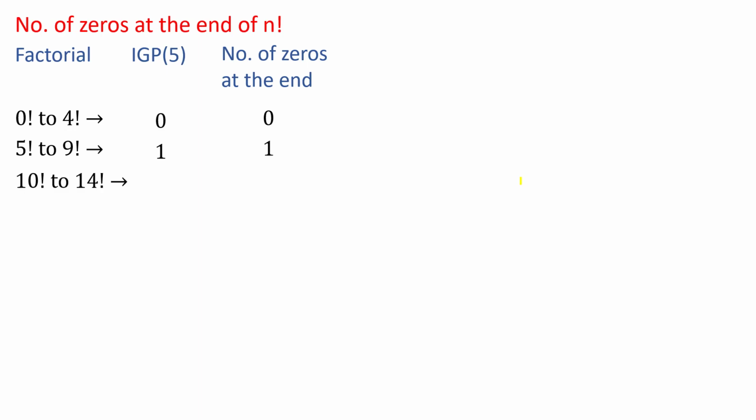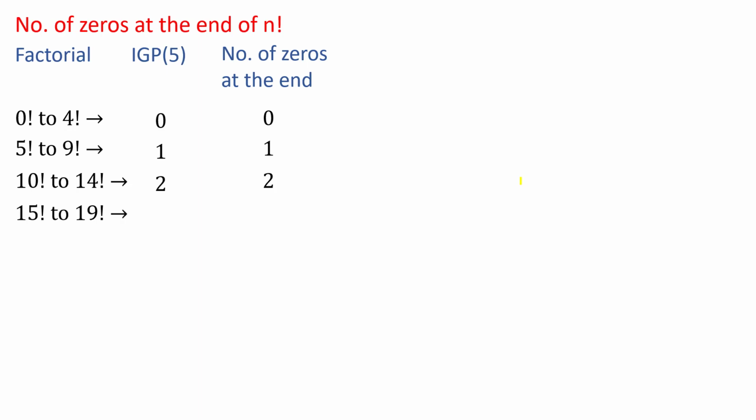Take any factorial from 10 factorial to 14 factorial. In that factorial, how many times will 5 get multiplied? There are two 5s. One 5 is available in 5 and the second 5 is available in 10. So how many times will 5 come? 2 times 5 will come. So the IGP of 5 is going to be 2. So that factorial will end with how many zeros? 2 zeros.